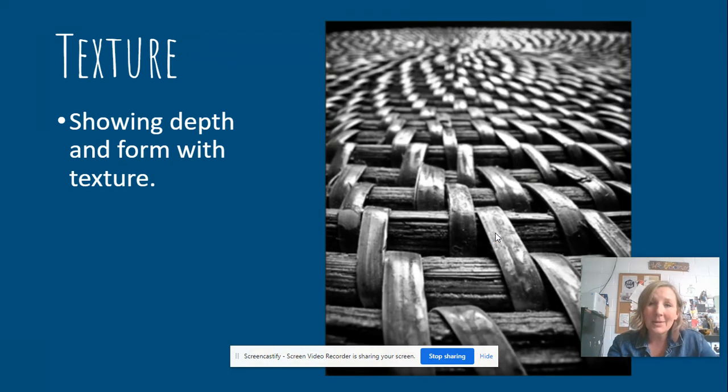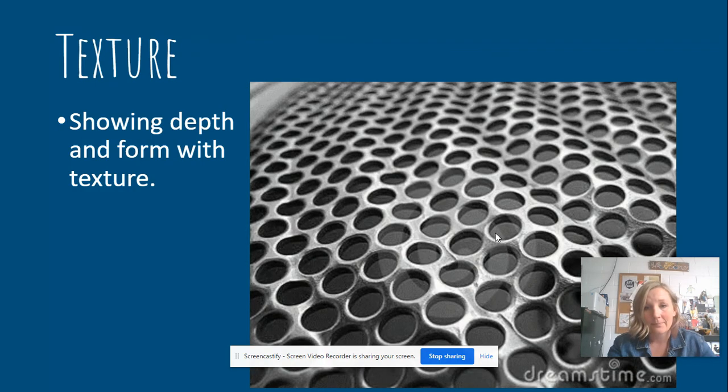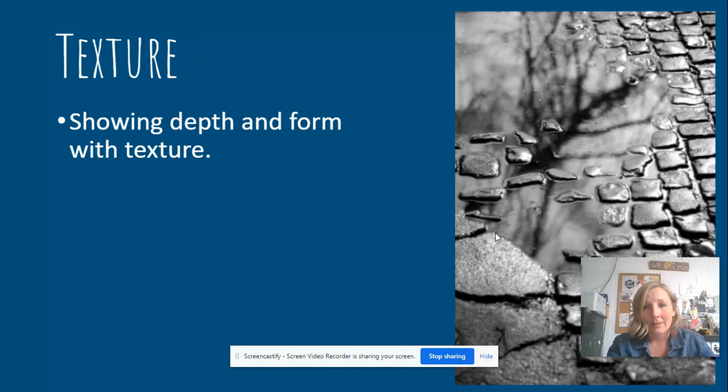Here's a basket, something really simple. Simple things have very interesting textures, and it truly is all about how you take the picture, what angle you're taking the picture at, and what aperture you're using for the depth of field. There's another one, the contrast of shiny and textured. All right, so that's what you're going to be shooting.